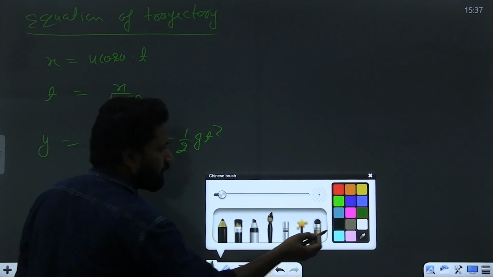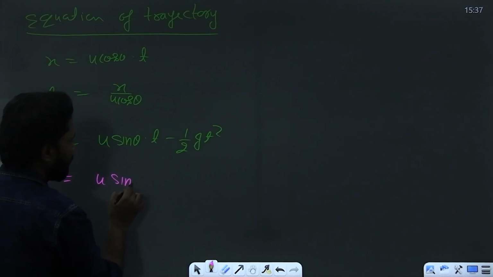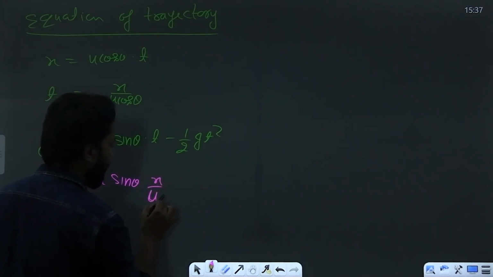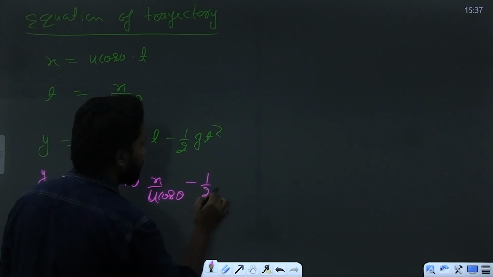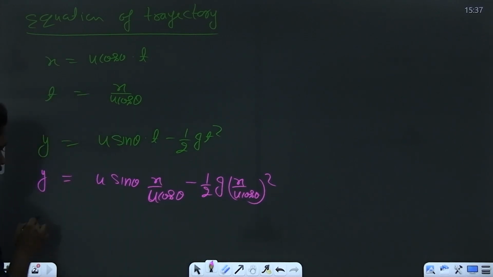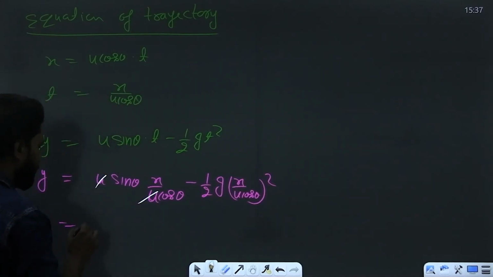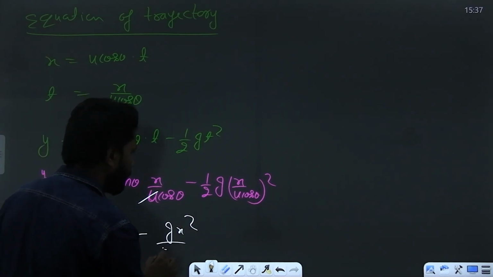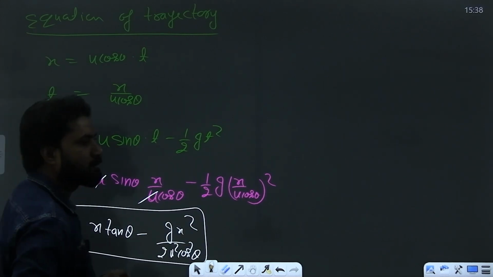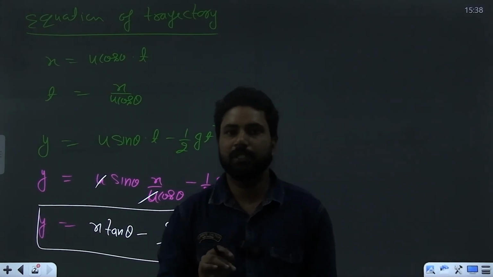So put the value of t in the second equation. What will be the value of y? u sin theta, and the value of t is x upon u cos theta, minus half g times x upon u cos theta whole square. So the value of y: the u will cancel out. It is equal to x tan theta minus g x square upon 2 u square cos square theta. So this is a quadratic equation in x. Any quadratic equation represents a parabola. So the path followed by the projectile is a parabola.